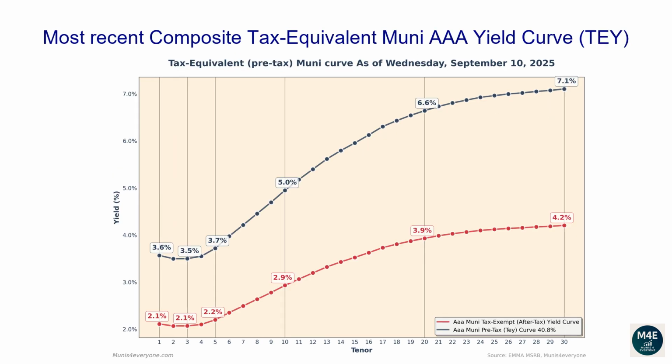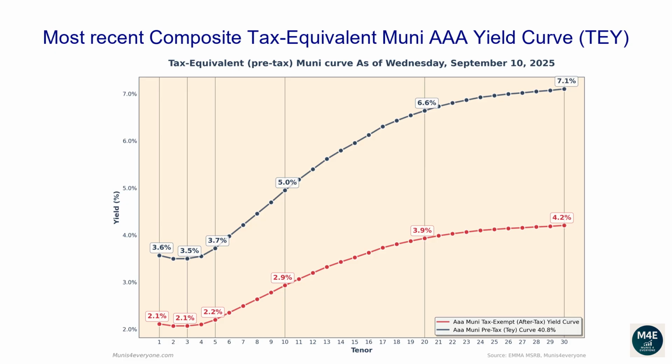Let's now go over the most recent composite tax-equivalent Muni AAA yield curve. The following graph shows, in red, the tax-exempt after-tax Muni yield curve, versus in blue its tax-equivalent pre-tax version, assuming a 40.8% top tax bracket as of September 10, 2025. Why would you care to see the tax-equivalent version of the Muni yield curve? More on this later. Let's first go over the pre-tax, aka tax-equivalent yield curve.